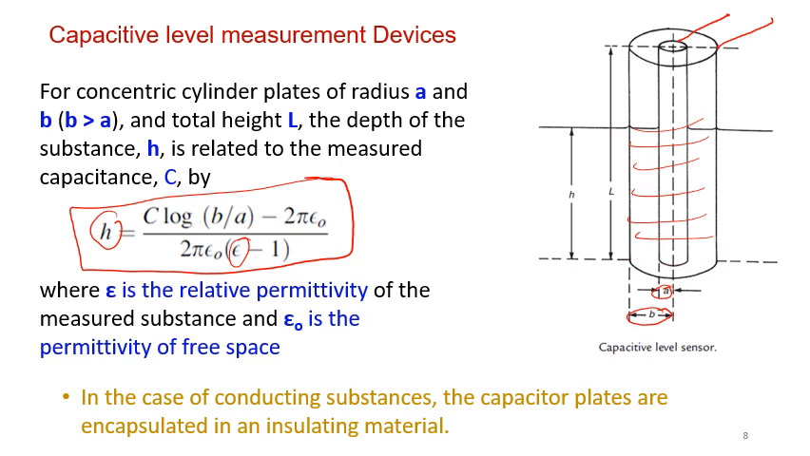That's why, to do this kind of measurement, the simple technique we can use is isolating the plates. Isolating the plates means we can encapsulate each plate with isolating material. This encapsulation will make this plate and this plate isolated from the material to be measured. If we do this, we are not going to have the problem of short-circuiting the two plates, which allows us to do the measurement even for conducting material.